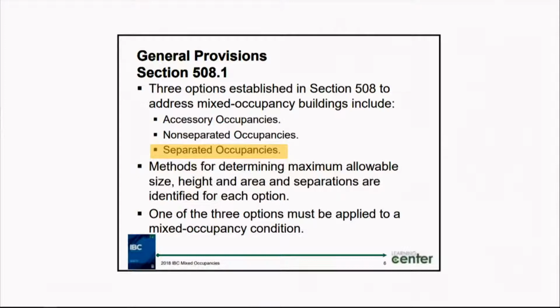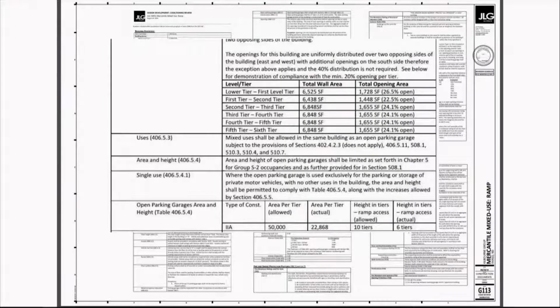I'll bounce through these fairly quickly, but I want to make it clear that we have selected section 508.4, separated occupancies. I want to take a step back. This is sheet G113 from the architects who designed and received approval for the existing structure, the open parking garage. In it, there is a callout on section 406 that says mixed use shall be allowed in the same building where an open parking garage, subject to the provisions under a variety of things, which includes section 508. So just taking a step back, I want the board to be aware that mixed use or mixed occupancies are already approved within the existing parking garage.